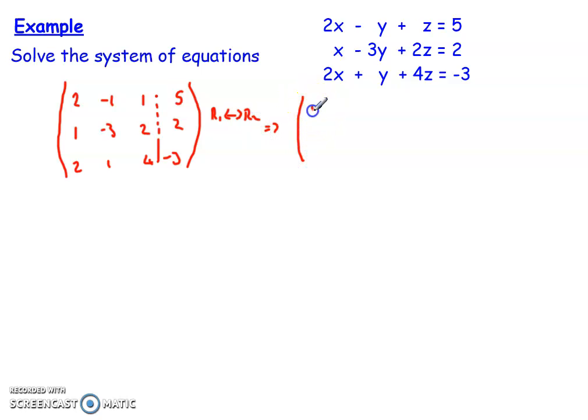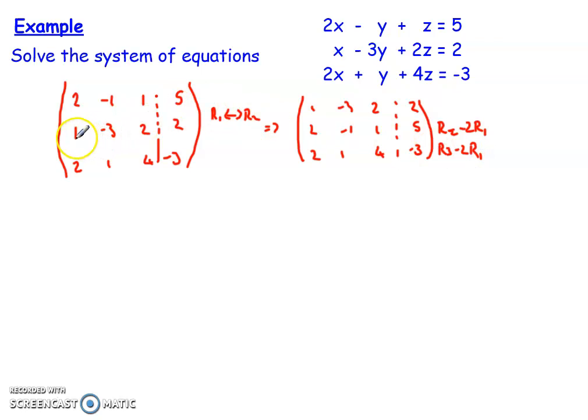Because what that will give me is 1, negative 3, 2, and 2. It'll then give me 2, negative 1, 1, and 5. And then 2, 1, 4, and negative 3. Now the reason I've done it is because now what I can do is do row 2, take away 2 of row 1, and row 3, take away 2 of row 1 as well.